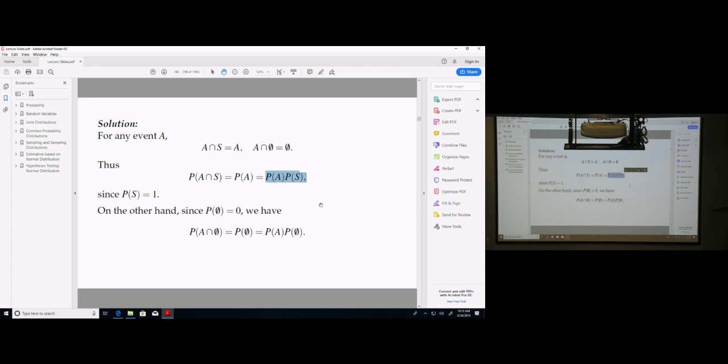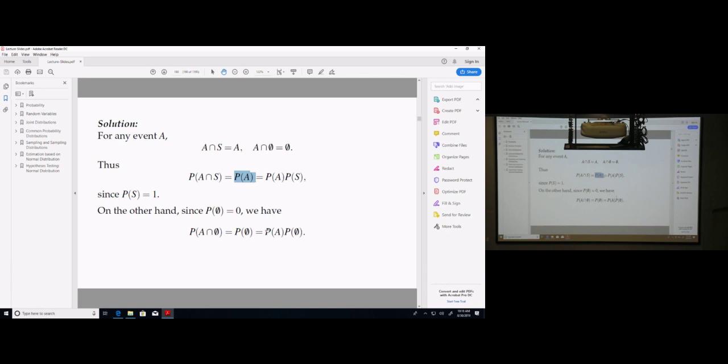This is quite easy to do because the probability of S is equal to 1. So the very right-hand side is equal to the probability of A. And for the very left-hand side, A intersect S, since A is an event, A has to be a subset of the sample space S. So A intersect S has to be A itself. So the left-hand side and the right-hand side are both equal to the common value, the probability of A. Therefore, they are independent.